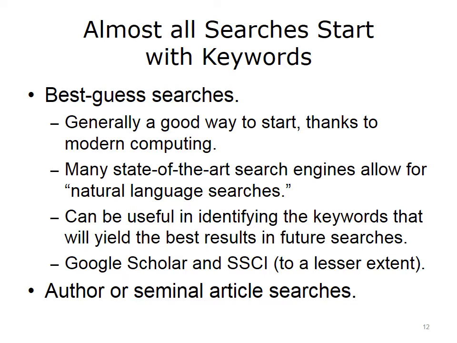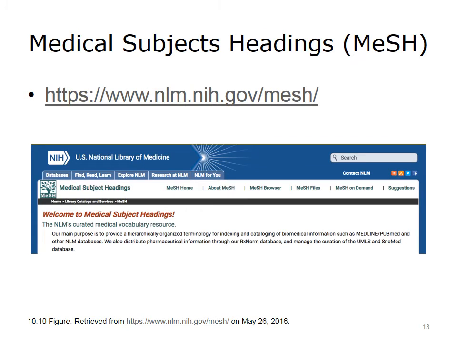Google does this quite well in its Google Scholar application. To a lesser extent, the Social Science Citation Index does this. PubMed does it as well, although it is truly driven by MeSH headings. Let's talk about medical subject headings, MeSH. NIH's Library of Medicine website has tools for you to actually explore MeSH headings. You can do some natural language searches to help find the MeSH heading that best suits your purposes.